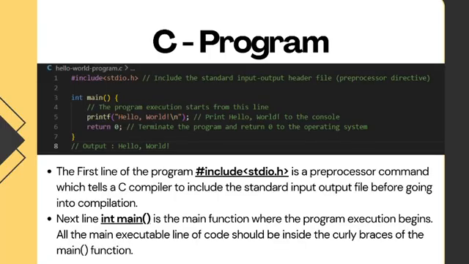The first line of the program, #include <stdio.h>, is a preprocessor command which tells a C compiler to include the standard input-output file before going into compilation. Next line, int main, is the main function where the program execution begins. All the main executable lines of code should be inside the curly braces of the main function.